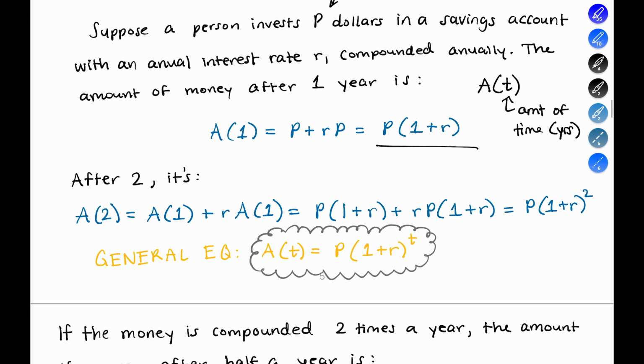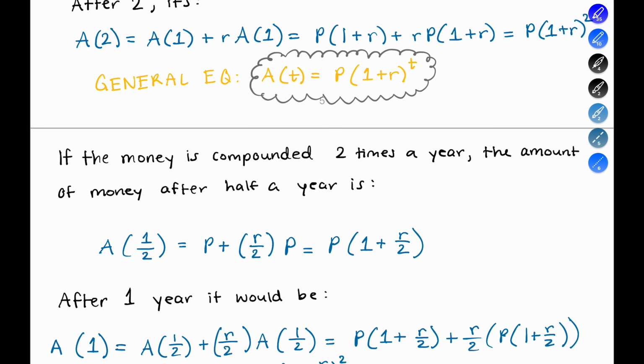So now going back. After 2 years, it is going to be A of 2, which is equal to A of 1 plus R times A of 1. Because we found that A of 1 is equal to P times 1 plus R, it is equal to P times 1 plus R, times R, plus P times 1 plus R, which is equal to P times 1 plus R squared. So the general equation for this scenario is A of t is equal to P times 1 plus R to the power of t, where t is the amount of time in years.